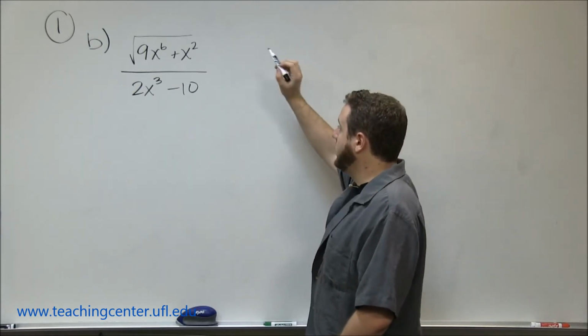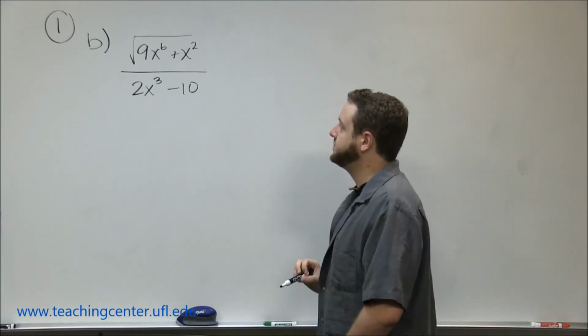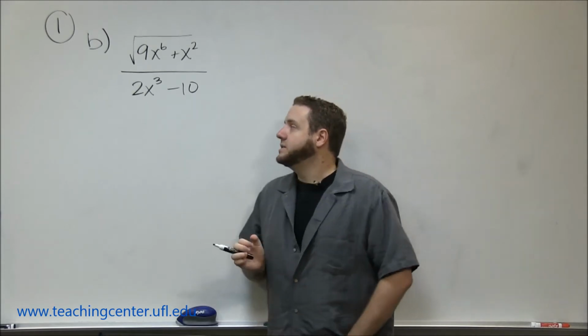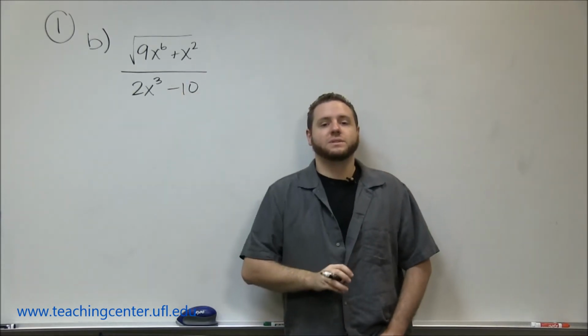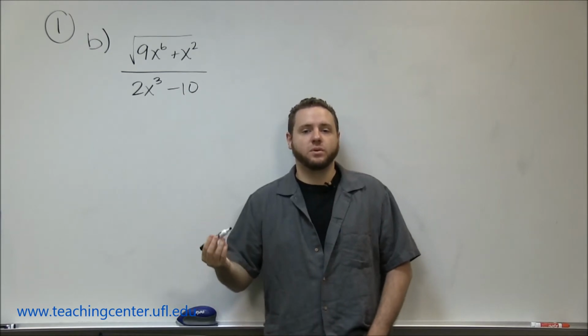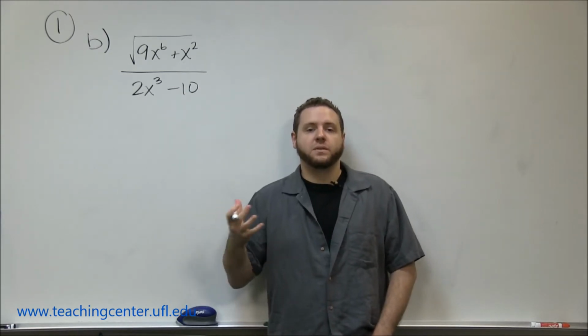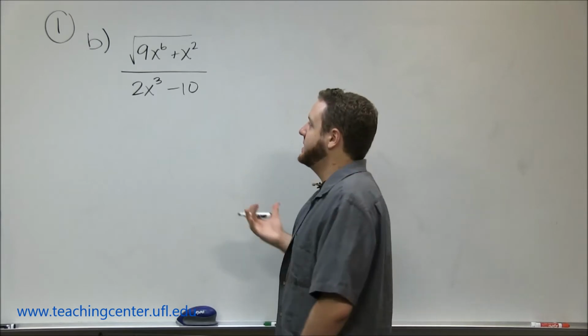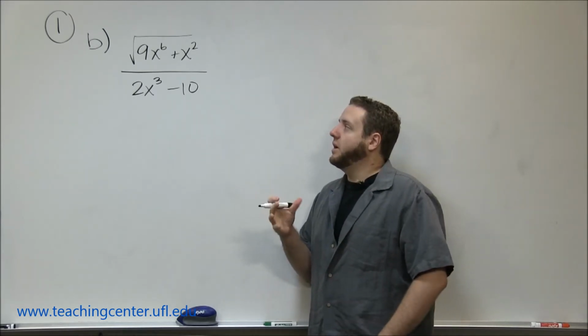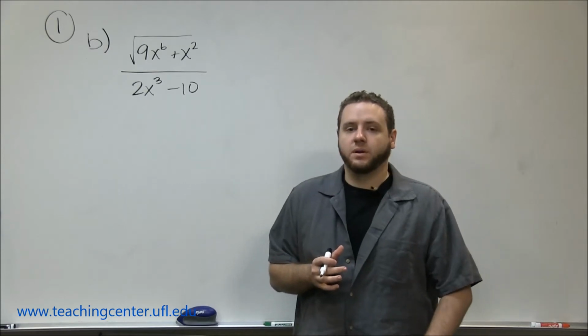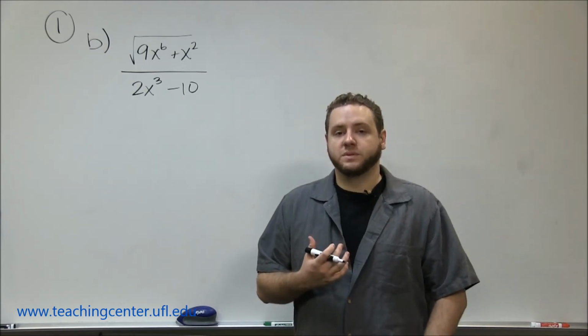So what we have here is a rational function. Now you can see that both top and bottom are polynomials, but the top is under a root, so that kind of throws off your typical look at the degree of the numerator, look at the degree of the denominator. Can't exactly do that here. So what we need to do instead is try to figure out how we can simplify that top part so that we don't have any more square roots.